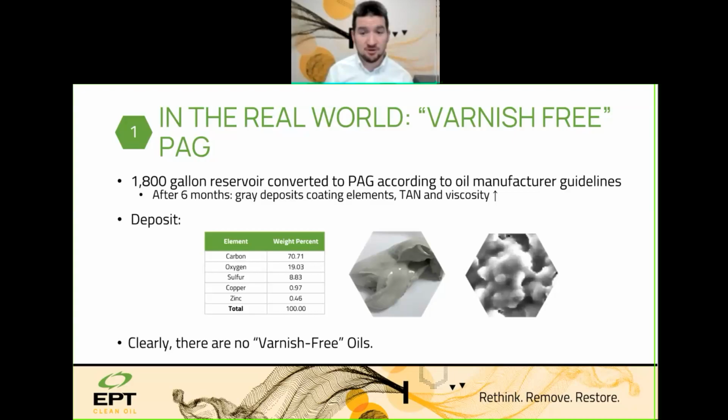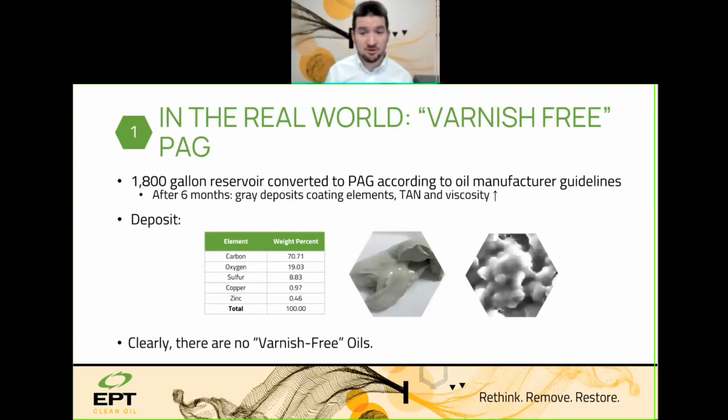And imagine their surprise when 6 months later, they start finding gray deposits on things. And shortly after that time, they saw significant increases in acid number and viscosity as well. And when they opened up their system, they saw this sort of a gray sludge coating out everything. And they were perplexed because they just installed a varnish-free turbine oil 6 months ago. So what on earth is this?